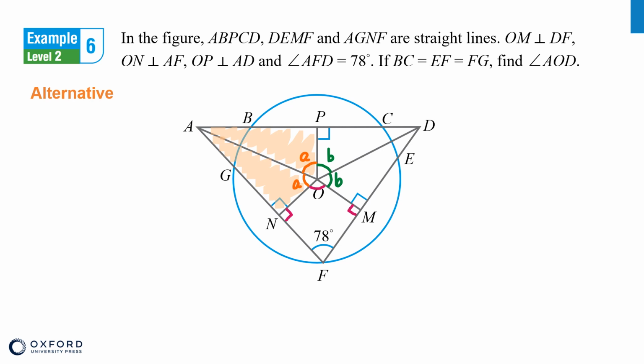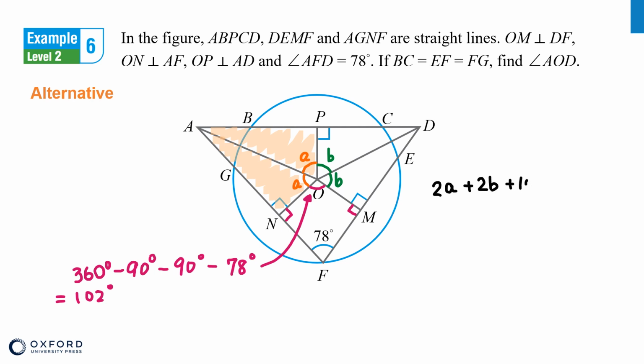The sum of interior angles in a quadrilateral is 360 degrees. So angle NOM is equal to 360 degrees minus 90 degrees minus 90 degrees minus 78 degrees. That is 102 degrees. Finally, we know that the sum of angles at a point is, again, 360 degrees. We get that 2a plus 2b plus 102 degrees is equal to 360 degrees. Therefore, a plus b is 129 degrees. That is, angle AOD is equal to 129 degrees. That's it.